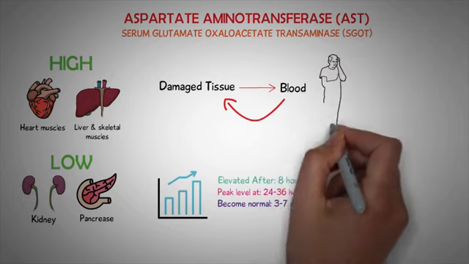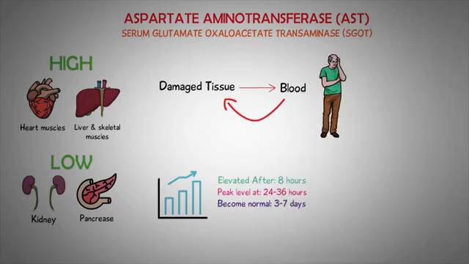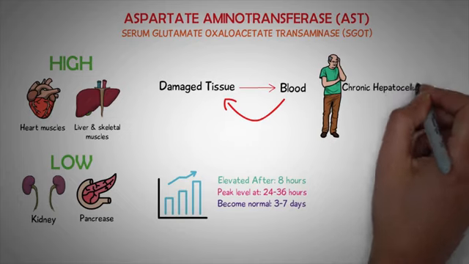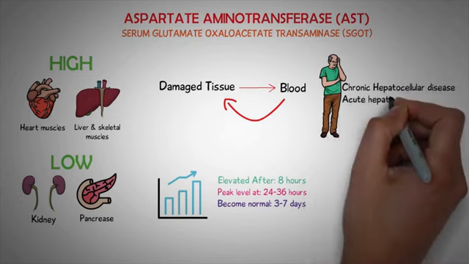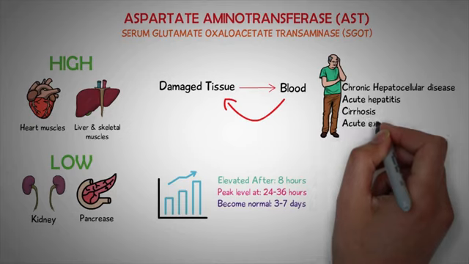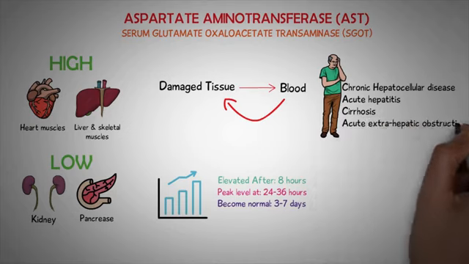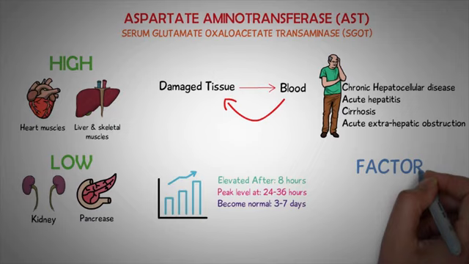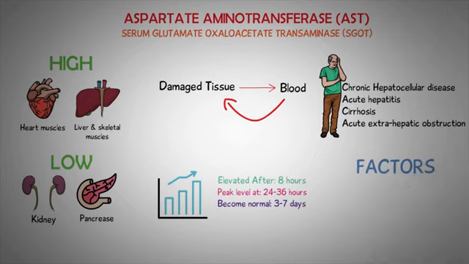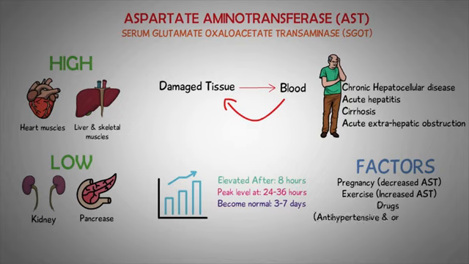AST levels in blood are always higher in patients with number 1, chronic hepatocellular diseases, number 2, acute hepatitis, number 3, cirrhosis, and number 4, acute extrahepatic obstruction. Factors which interfere with the serum AST level include number 1, pregnancy, in which there is a decrease in the AST levels. Number 2 is exercise, which increases the levels of AST. And number 3, drugs such as antihypertensives and oral contraceptives also interfere with the levels of AST.